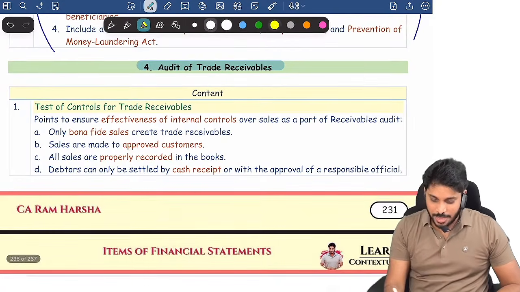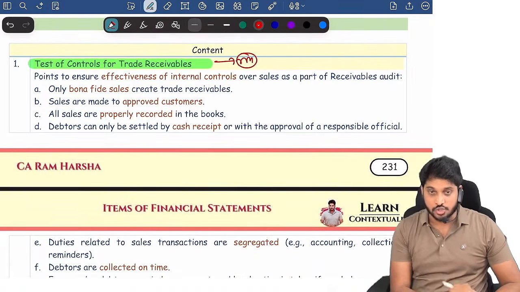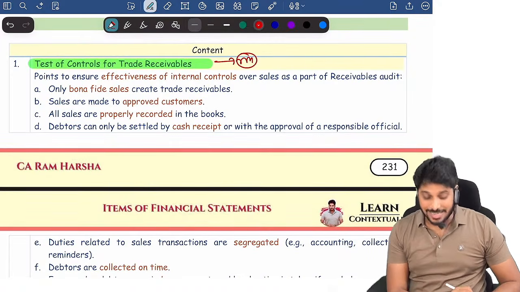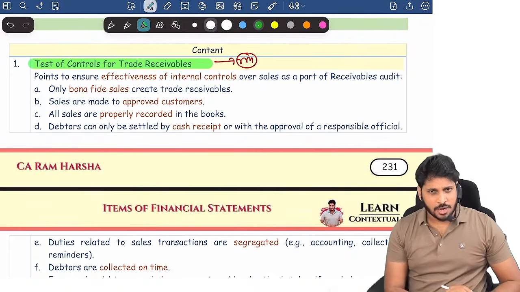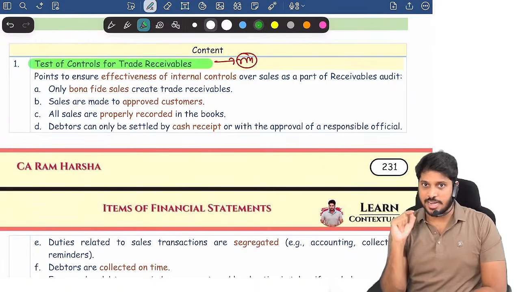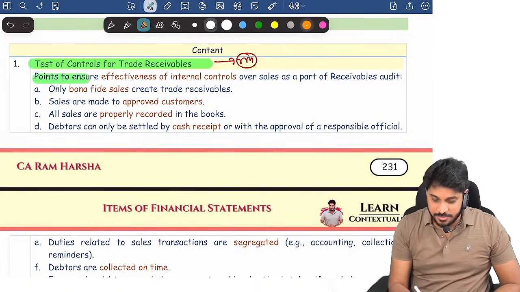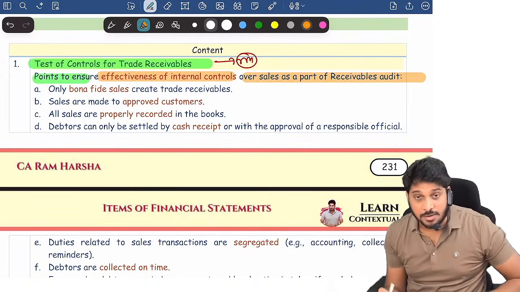Anyhow, first you need to test controls for trade receivable, a 5 marks question. What are the controls for trade receivable? Remember, what is a trade receivable? Only when you make a sale, a debtor will arise. Correct? Points to ensure effectiveness of internal controls over sales as a part of trade receivable audit.